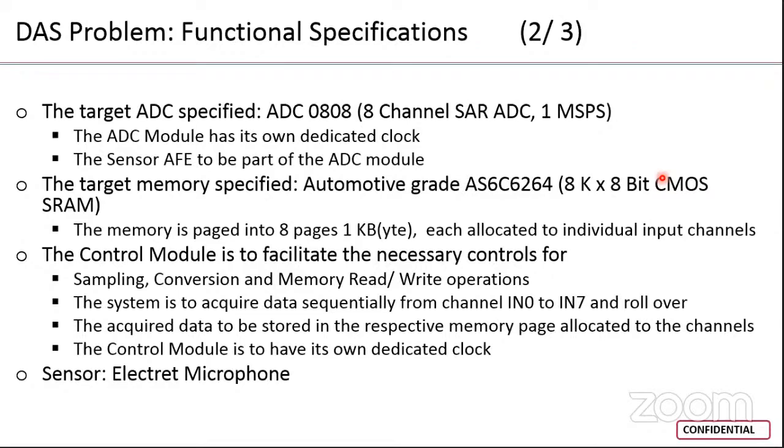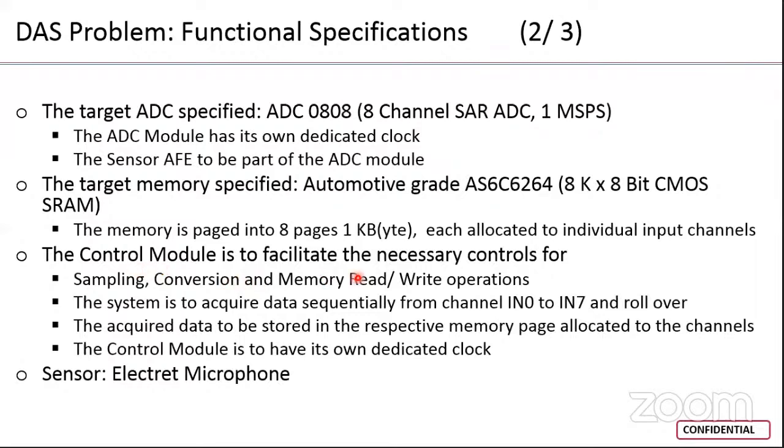This technology is called successive approximation, which dates back to the 1940s. To solve simple mathematical problems, this technique was used. Now the analog to digital converter mentioned here, ADC0808, works based on this algorithm. And you have a target memory specified, which is automotive grade AS6C6264, which is an 8K by 8-bit CMOS SRAM.